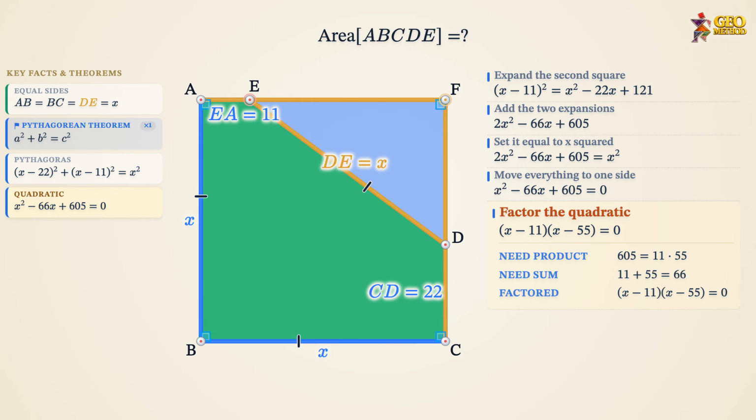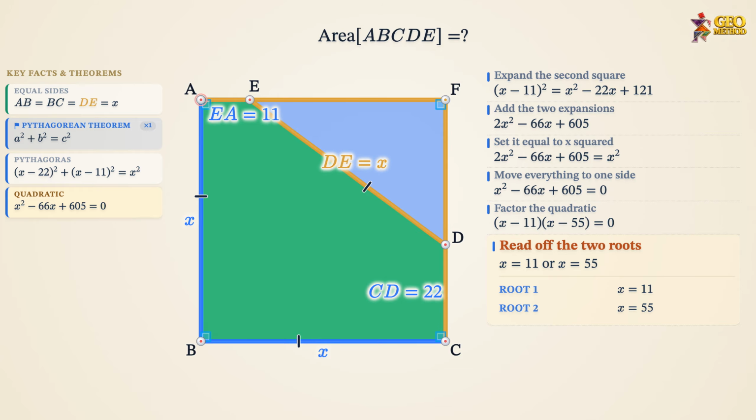We need two numbers that multiply to 605 and add to 66. 11 and 55 do exactly that, since 11 times 55 is 605. So it factors as x minus 11 times x minus 55 equals 0. A product is 0 only when a factor is 0, so x equals 11 or x equals 55. We now have two candidates and must decide which one the figure actually allows.